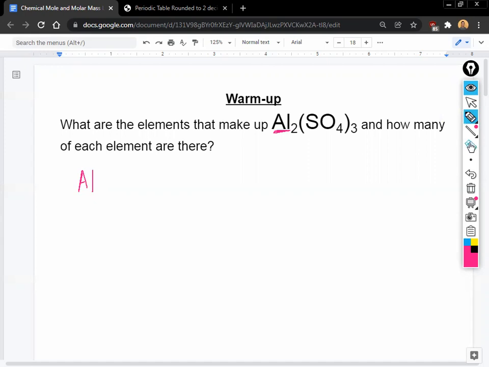Now we want to know how many Als there are. So how many Als do you think there are in this molecule? 2, yeah, it's just the number right behind it. So there are 2 aluminums. I'm just going to put times 2 to represent that there are 2 of them.